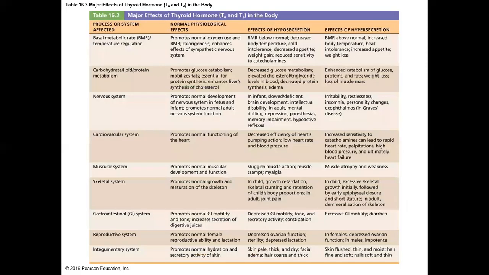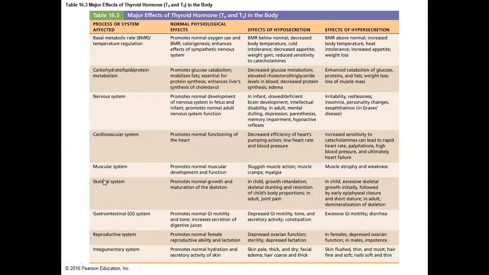All right, so here again are just the effects of T3 and T4. I'm not joking when I say nearly every single cell in the body. This is the basal metabolic rate, which helps with your body temperature, and as you know, increased body temperature increases reactions, decreased body temperature decreases reactions. This is your carbohydrate, lipid, and protein metabolism. That's like the food that you eat. There you go.